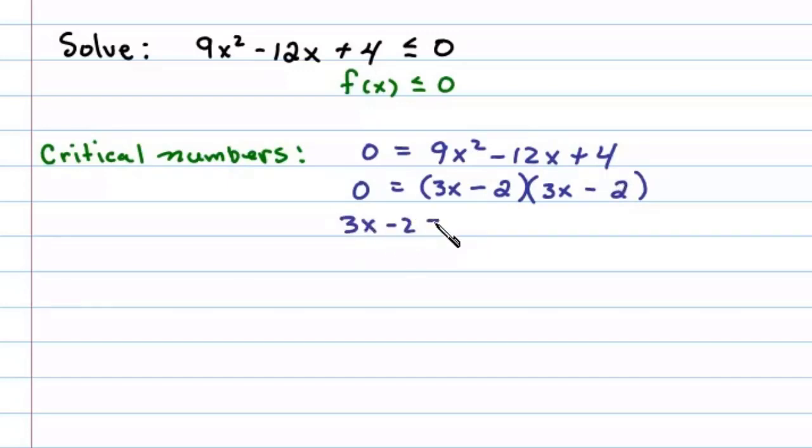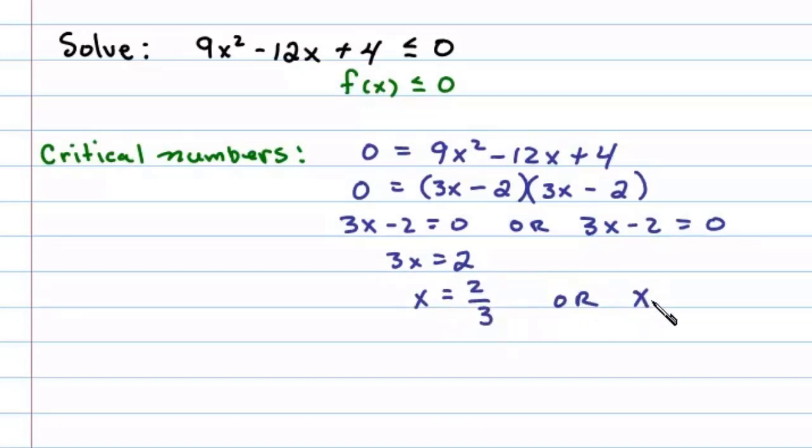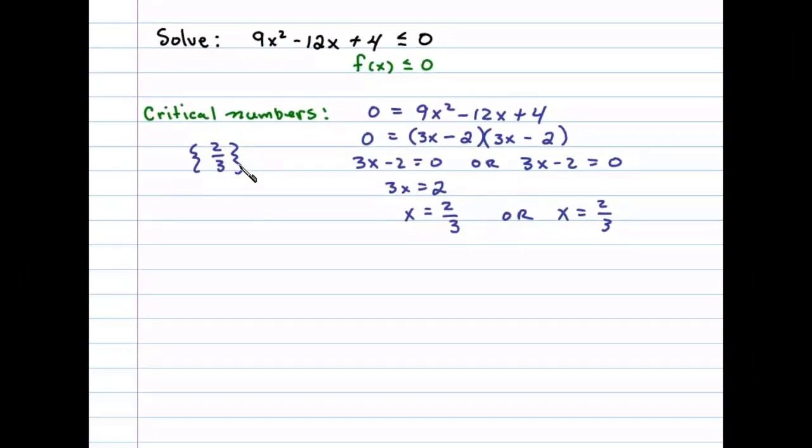Setting each factor equal to 0, we can see we're going to obtain a double root. In this case, 3x equals 2, or x equals 2/3, occurs twice. So really there's only one critical number, there's only one root here, and that's when x is equal to 2/3. Next, we'll construct a sign chart.